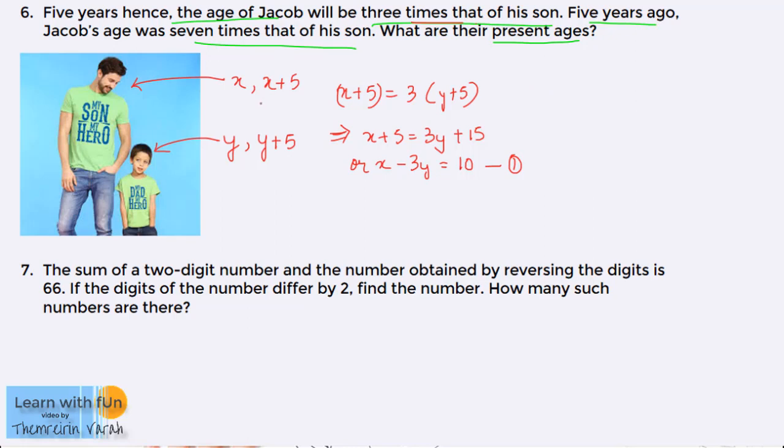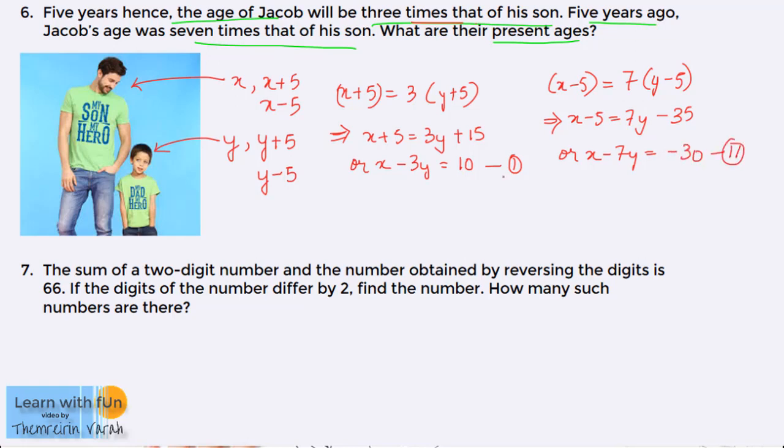5 years ago, x minus 5. Now we know y minus 5. So 7 times of y minus 5. Simplify: x minus 5 is equal to 7y minus 35, or x minus 7y is equal to minus 30 in the second equation.